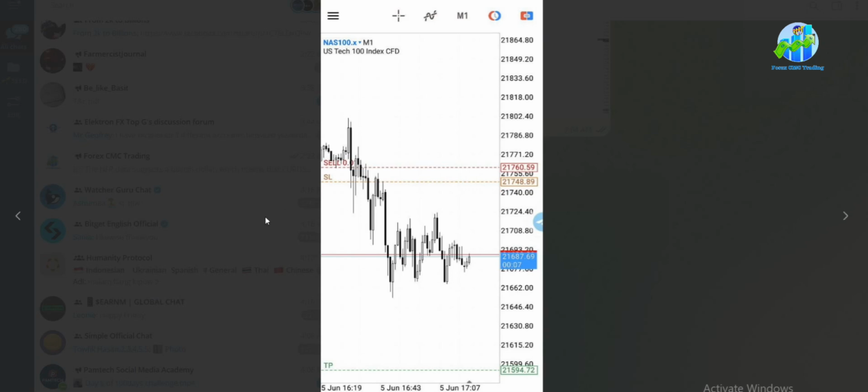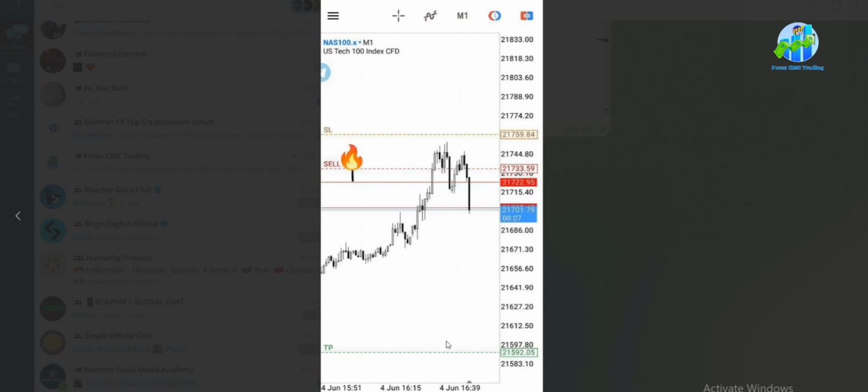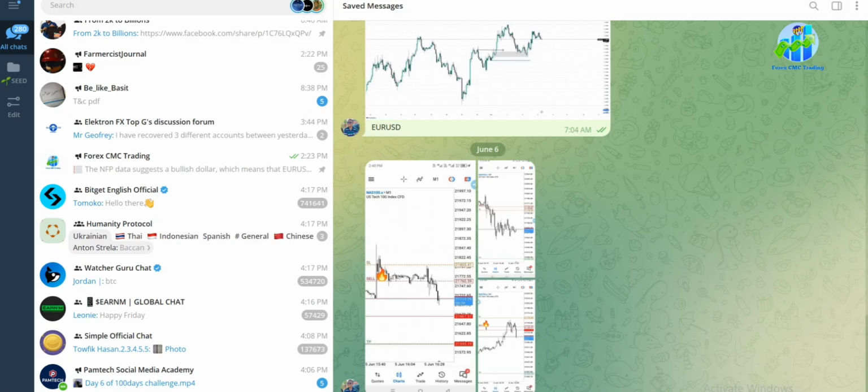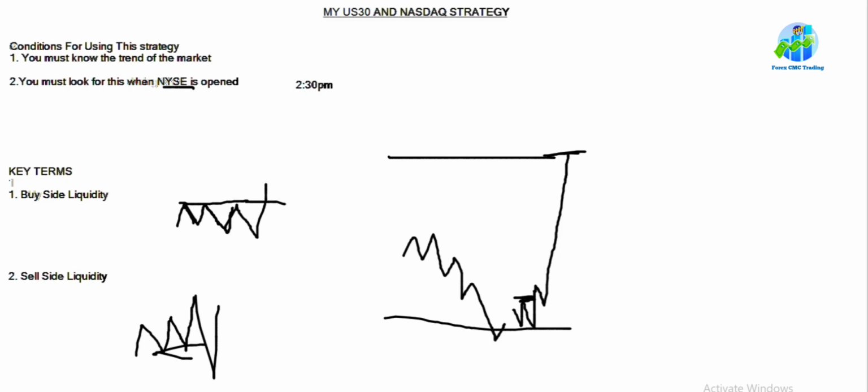You see the same thing here. Where I entered here, there was an imbalance. The price had already raided buy side. I was seeking to sell, like that. Same thing here. You see I entered off this imbalance. So it's a very simple strategy, guys.